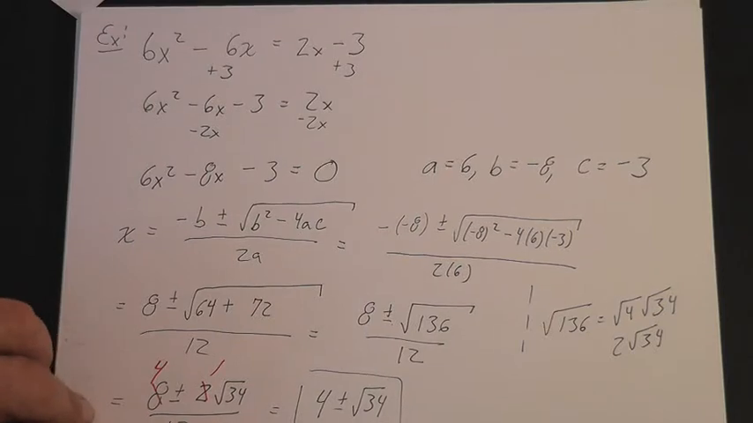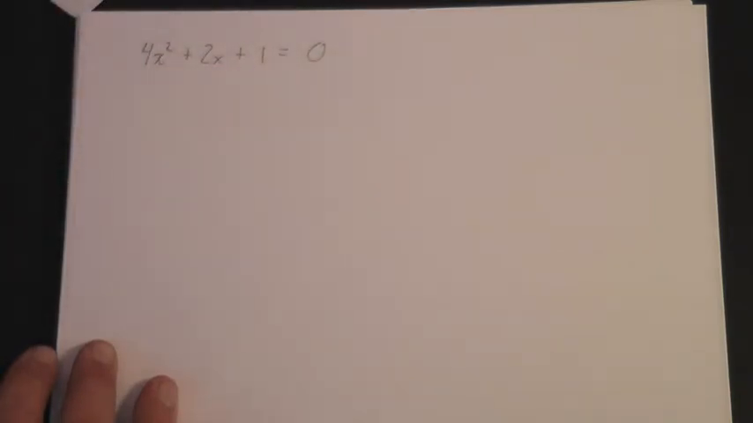Let's do one more problem. Let's do 4x squared plus 2x plus 1 is equal to 0. It's already, everything's on one side equal to 0, so that's not a problem. A is equal to 4, B is equal to 2, and C is equal to 1. Let's plug it into the quadratic formula.